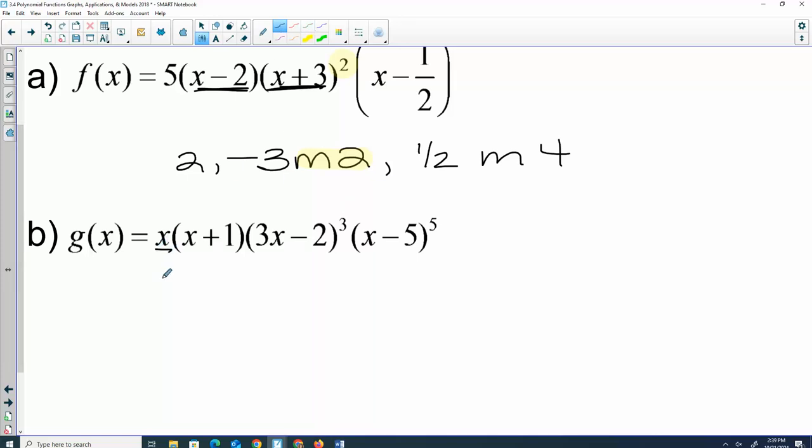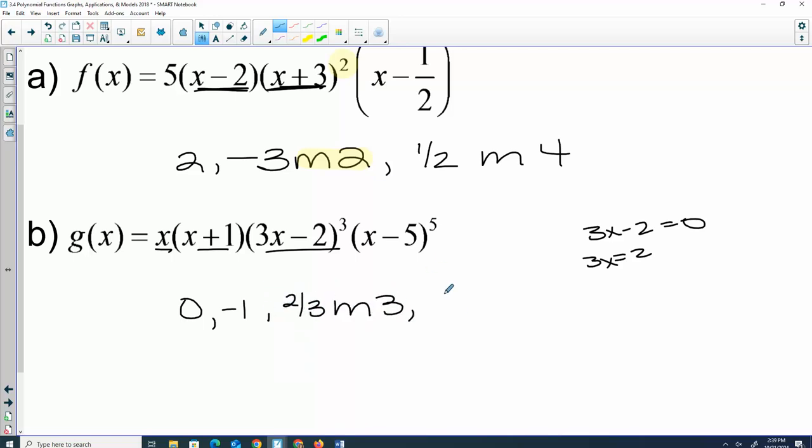So if you just have a plain x, what's your 0? Okay, x plus 1, 3x minus 2. If you need to, go off to the side and work it out. You need to know when that equals 0, so you get... good. And x minus 5.